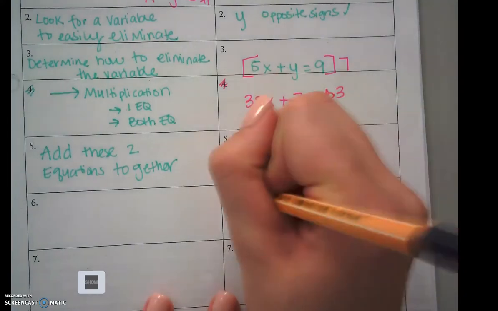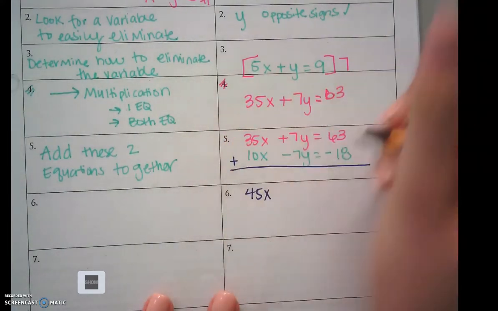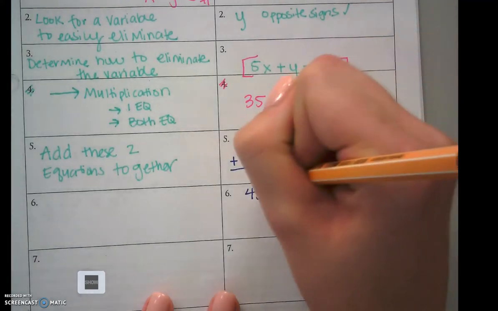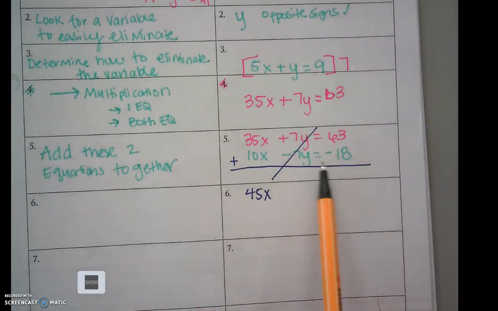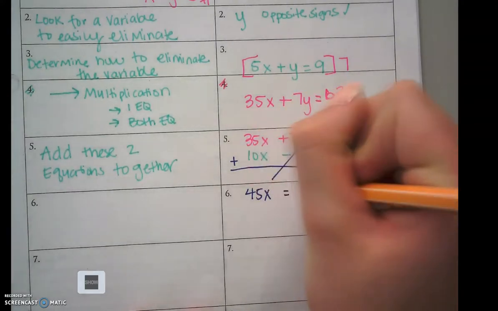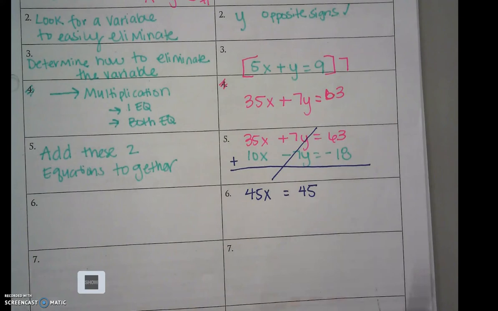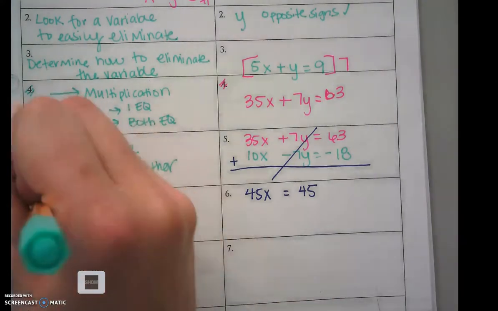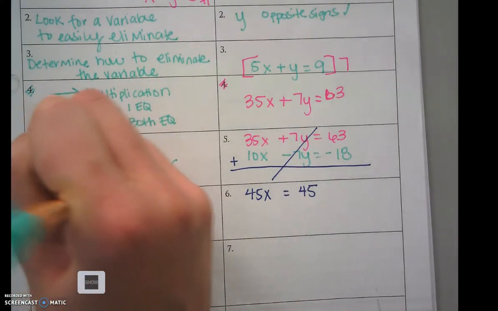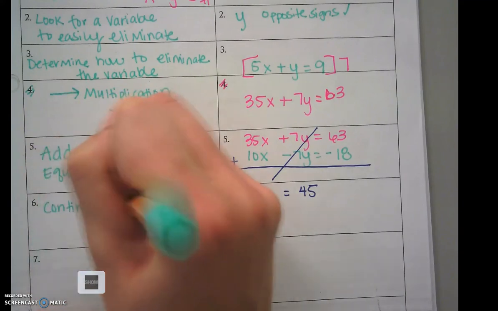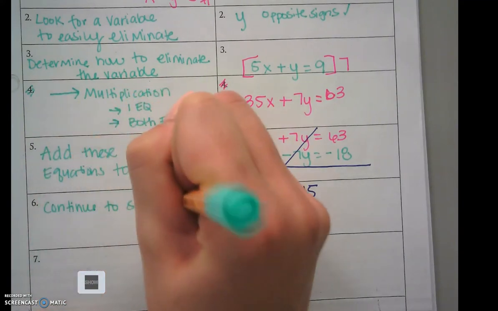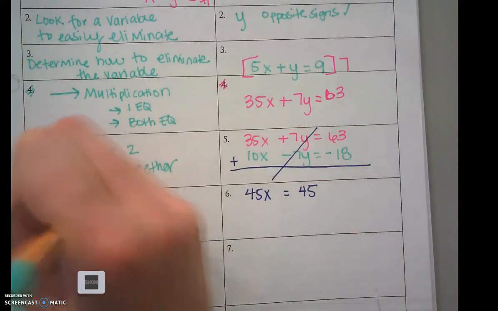So 35 and 10 is 45x. These cancel. Do I have to write 0y? No. Anything times 0 is 0. It cancels out. We got rid of it. And 63 minus 18 is also 45. Well, we don't have x by itself yet, so we're going to continue to solve for the indicated variable.